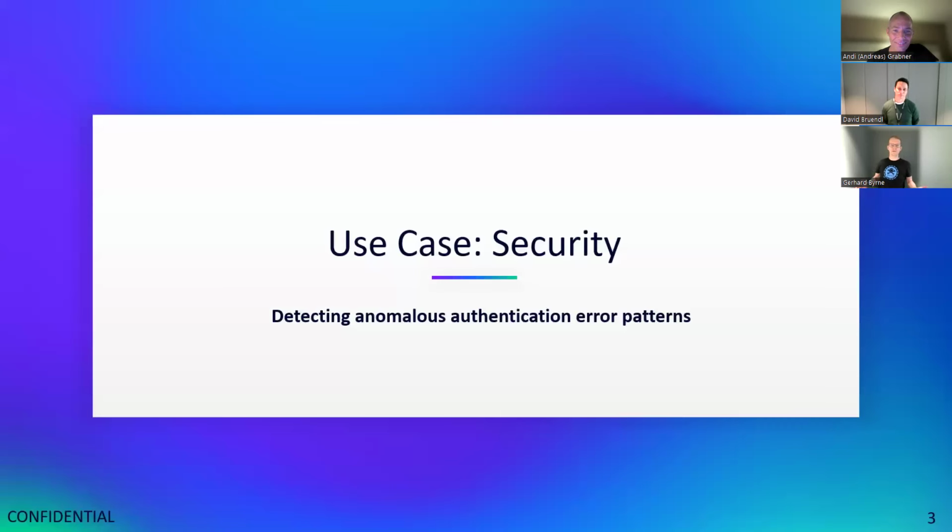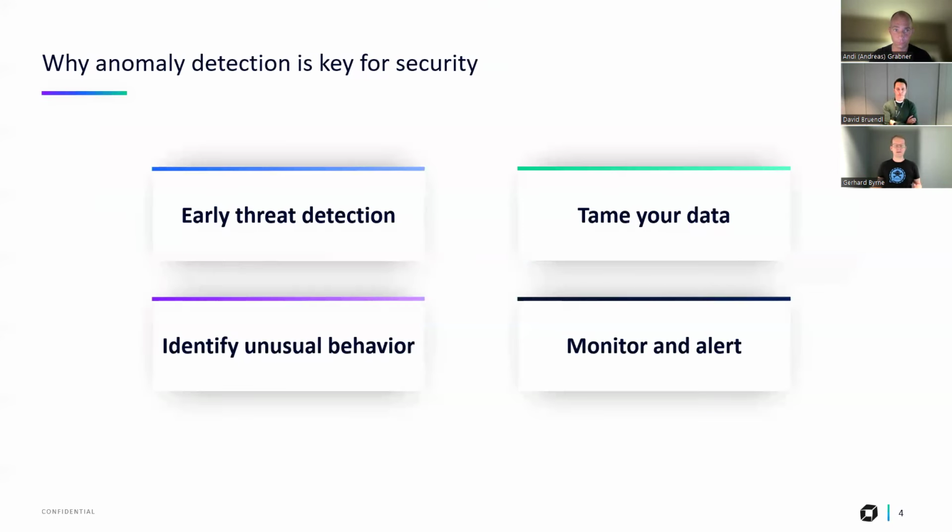So after this really deep jump into how the anomaly detection works, I would take it back a step and think about how we can utilize the great power that we get with the Davis anomaly detection. My use case today that I want to present to you is detecting anomalous authentication error patterns. But before we go into the details, I would like to talk about why anomaly detection is key for security.